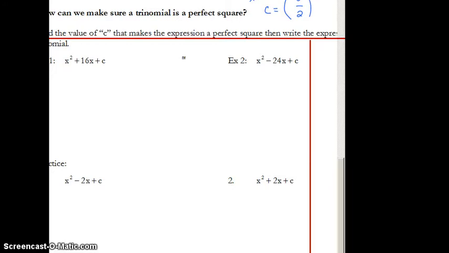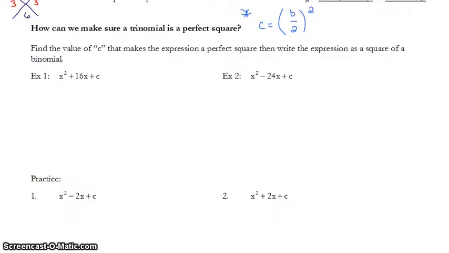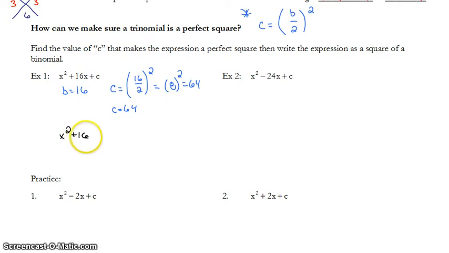Let's see if we can get the computer to not mess up. And we're back. So in this case, I know that B is 16, the coefficient of x. So I can calculate C by taking B, which is 16, divided by 2, and squaring it. 16 divided by 2 is 8. Square that, I get 64. So I know that C is 64. That means if I want to rewrite the expression as a perfect square, as a square of a binomial, I have x squared plus 16x plus c, which I just found is 64.